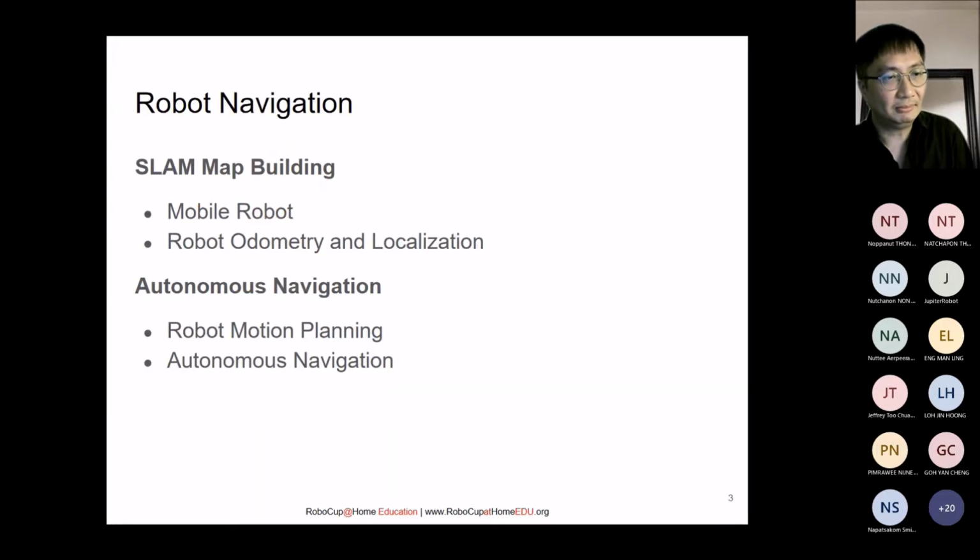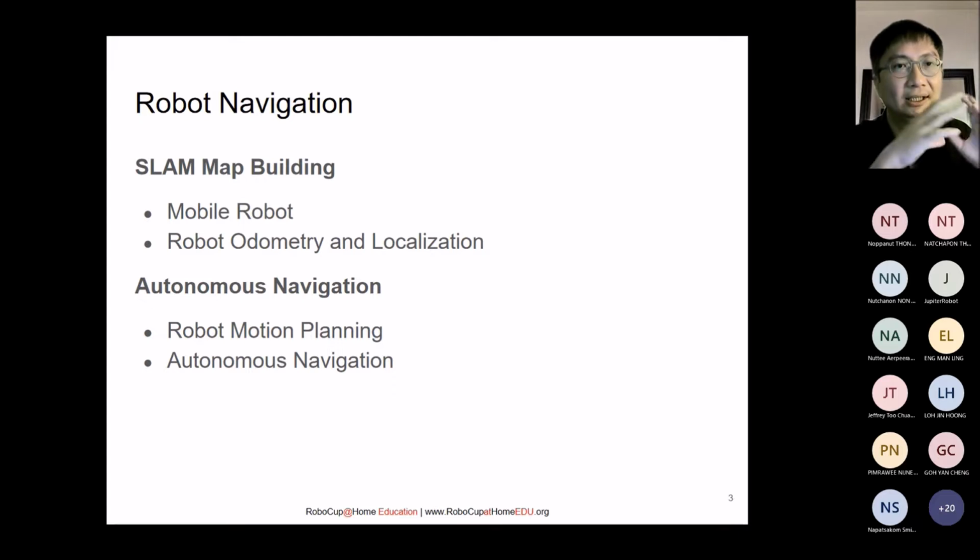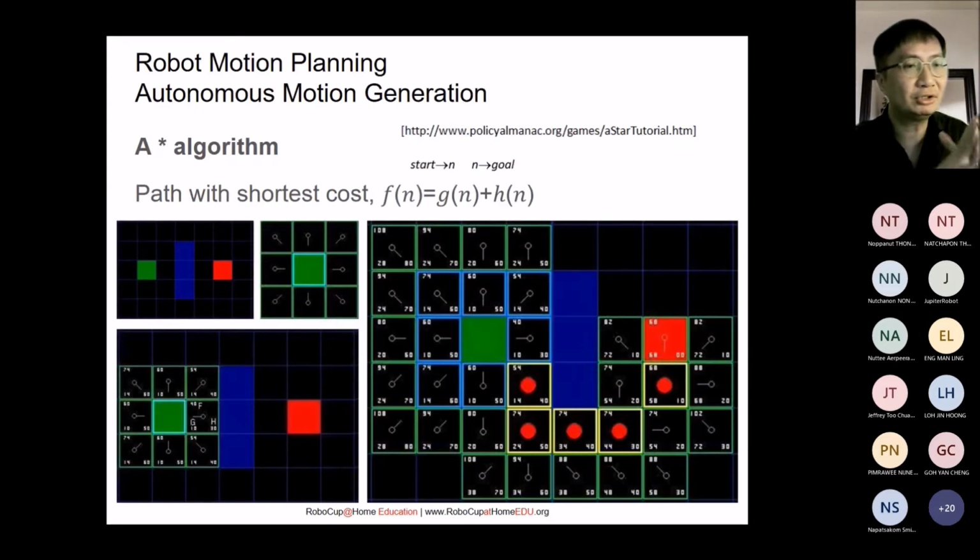Okay, but before we can talk about autonomous navigation, we need to understand a few concepts. I try to make it short, but I think these concepts are very important. So I will tell you what those concepts are, and I hope you can read more by yourself. The important concept over here is what we call robot motion planning.